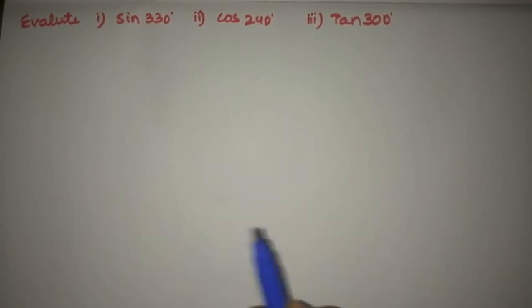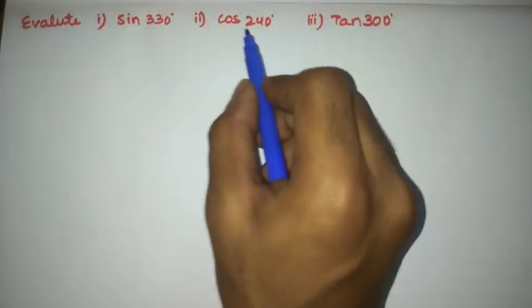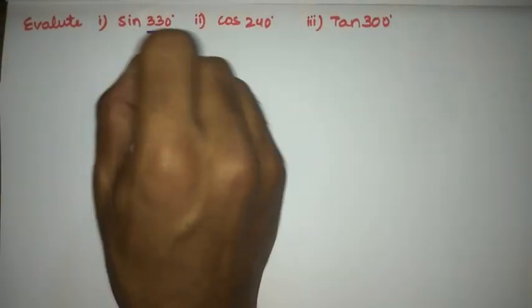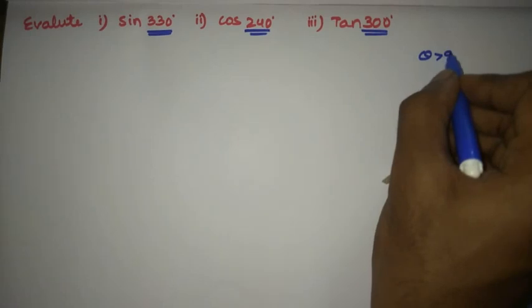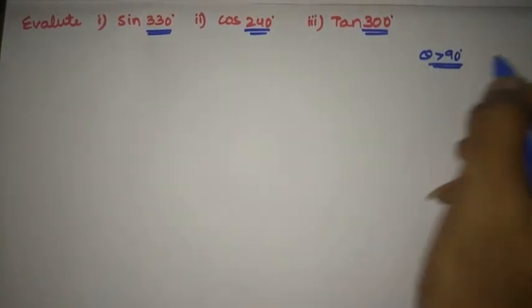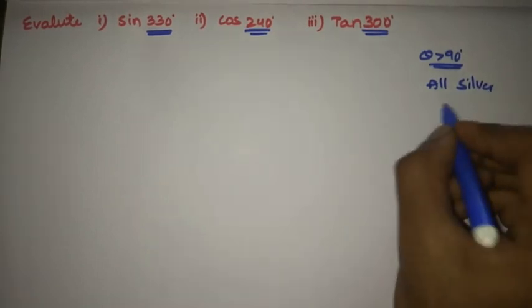So here the problem asked is we need to evaluate these values. Okay, so sin 330, cos 240 and tan 300 degrees. You can clearly see this theta everywhere is more than 90. So we need to use the All Silver Tea Cups concept.